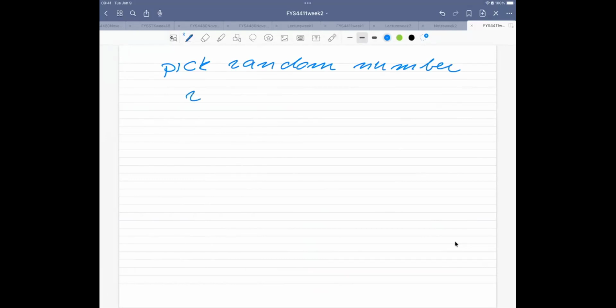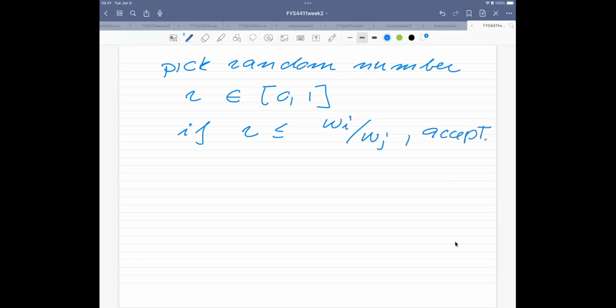Number R from a uniform distribution between 0 and 1. This is the simplest possible way. And then if R is less than or equal to Wi divided by Wj, accept. So this is the way we accept the move. And then we are guaranteed that we will move to regions with low probability, but we will also move to regions with high probability. Or we can stay in the same spot, because that is also an observation.